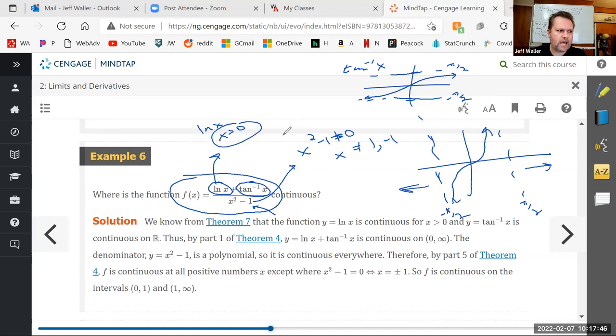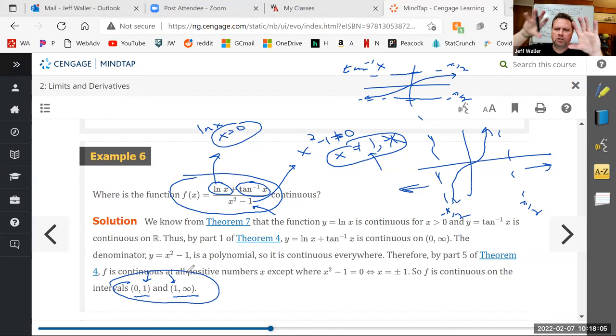So x has got to be greater than 0, but also x can't be 1. Negative 1 was sort of already thrown out because x has to be greater than 0. And that's how you end up with this. It has to be greater than 0, but you also cannot include 1 because that would make the bottom go crazy. Does that make sense? So when you have a function with multiple parts to it, the domain is affected by all of them. They kind of compound the problems, right? Does that make sense, everybody?